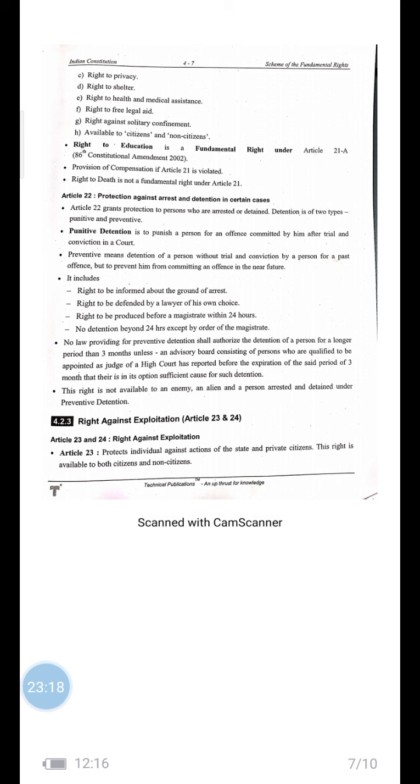Then preventive detention means the detention of a person without trial and conviction, for a past offence, and to prevent the committing of offences in the future. Then it includes the right to be informed about the grounds of arrest, the right to be defended by a lawyer of his own choice, and the right to be produced before the magistrate within 24 hours.